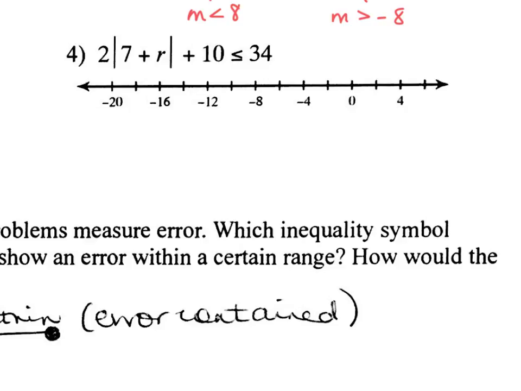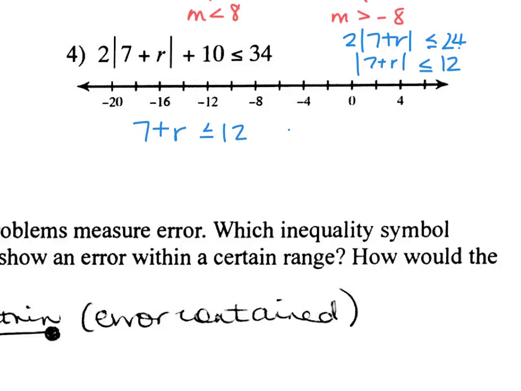Okay, so same thing, going to subtract 10 from each side first. 7 plus r, less than or equal to 24. All right, divide by 2. The absolute value of 7 plus r is less than or equal to 12. So we're going to set up our two cases. Either 7 plus r is less than or equal to 12, and it's less than, so that's "and." 7 plus r is greater than or equal to negative 12.